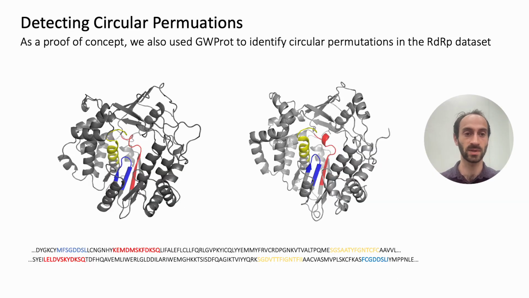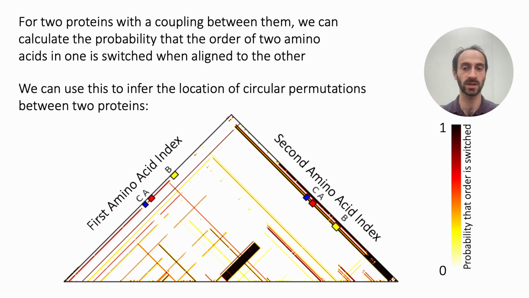As proof of concept, we used GWPro to identify circular permutations in the RdRP dataset. For instance, here we have two RdRPs which are highly structurally homologous, whereas there's much less sequence homology. In the first one, the C motif comes before the A and B, whereas in the second one, the A and B come first. For two proteins, we can generate a coupling between them, then use that to calculate the probability that the order of two amino acids in one is switched when aligned to the other. We can use this to infer the location of circular permutations between the two proteins.